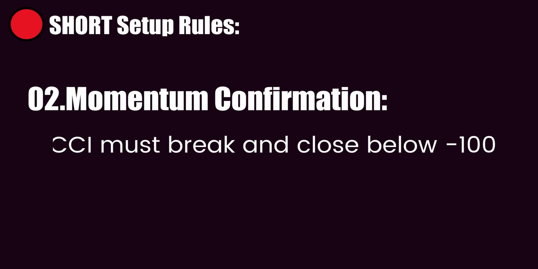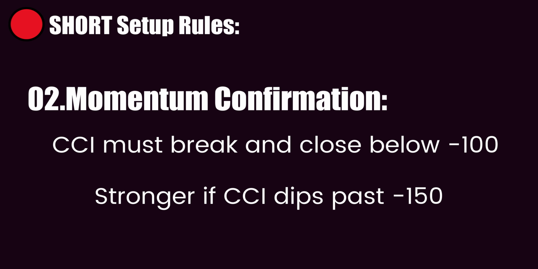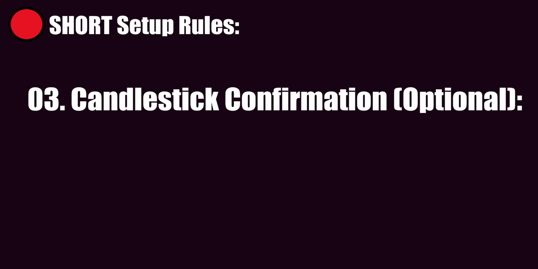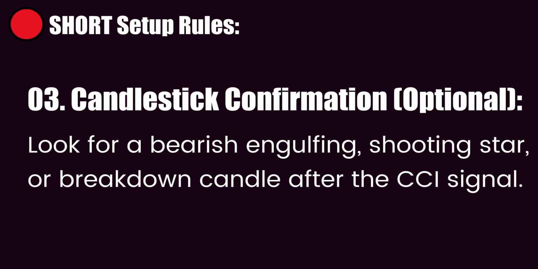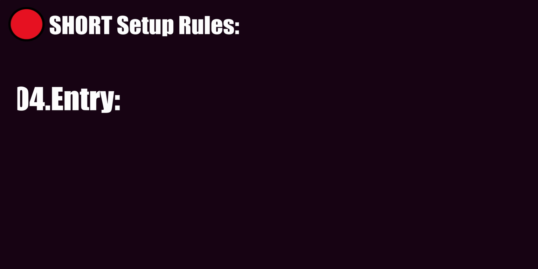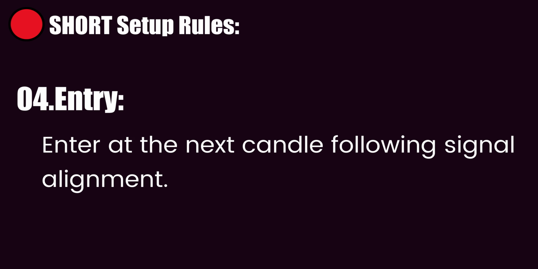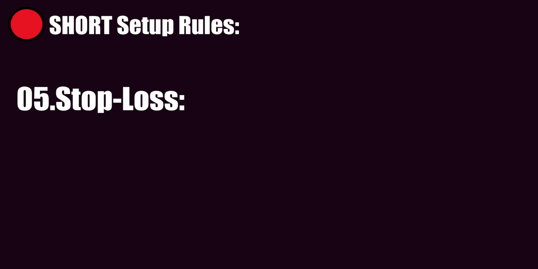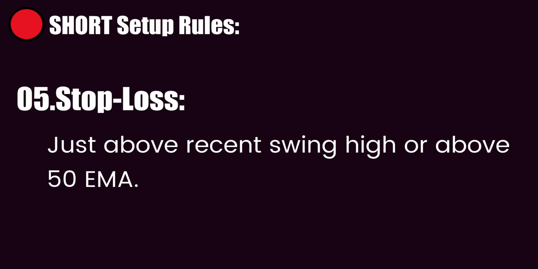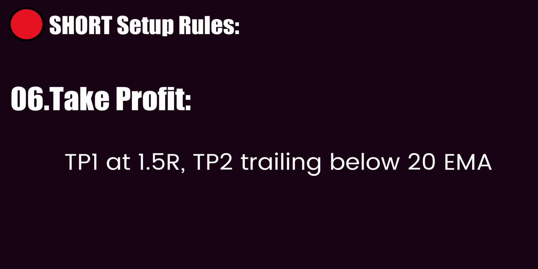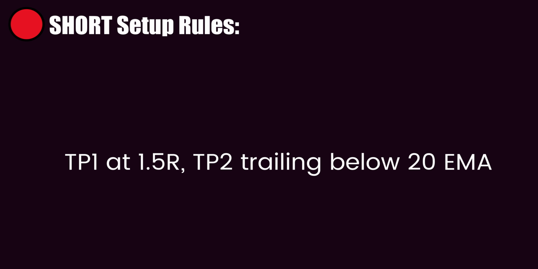Momentum confirmation. CCI must break and close below minus 100. Stronger if CCI dips past negative 150. Candlestick confirmation. Optional. Look for a bearish engulfing, shooting star, or breakdown candle after the CCI signal. Entry. Enter at the next candle following signal alignment. Retests of the 20 EMA make great sniper entries. Stop loss. Just above recent swing high or above 50 EMA. Take profit, TP1 at 1.5R, TP2 trailing below 20 EMA.